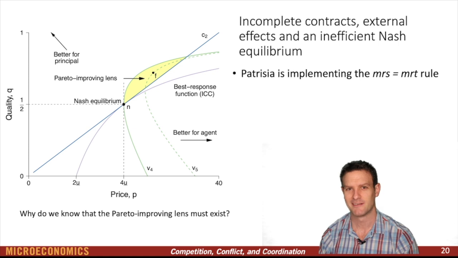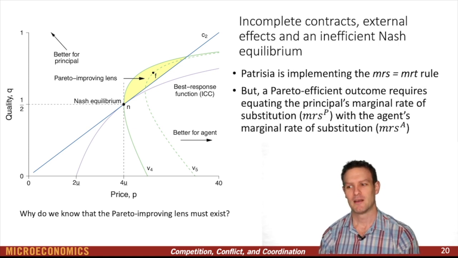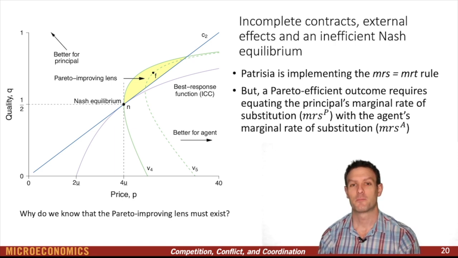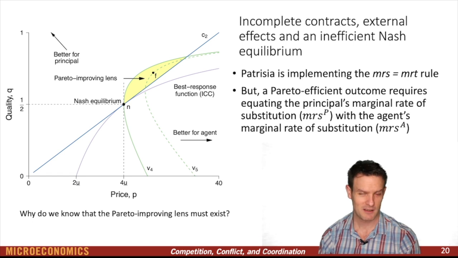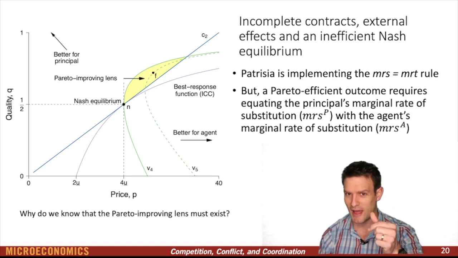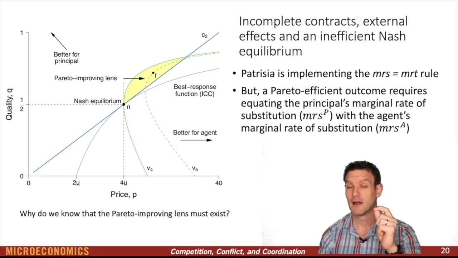So MRS equals MRT, the negative of those two slopes are equal, therefore the slopes are equal. Okay, so a Pareto efficient outcome, on the other hand, requires that the principal's marginal rate of substitution, MRSP, equals the agent's marginal rate of substitution, MRSA. And the agent's marginal rate of substitution, what's that going to come from? That's going to come from their isovalue curves. So we've got the agent's MRS coming from their isovalue curves, and the principal's MRS coming from her isocost ray.